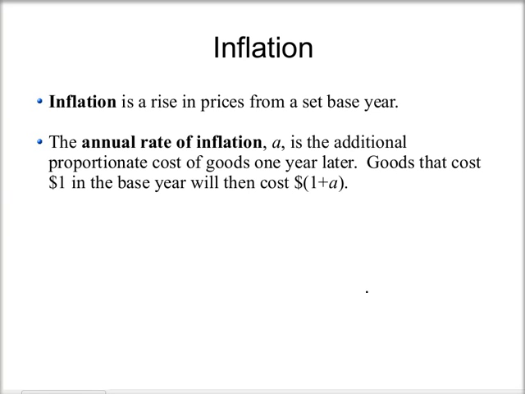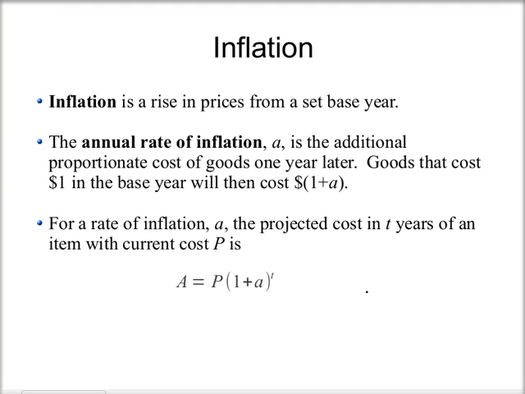So that's present value. Let's talk a little bit about inflation. As I said at the beginning, inflation is a rise in prices. So the annual inflation rate A is the additional proportionate cost of goods 1 year later. If I have some goods that cost $1 in the base year, then the cost 1 year later is going to be given by 1 plus A dollars.